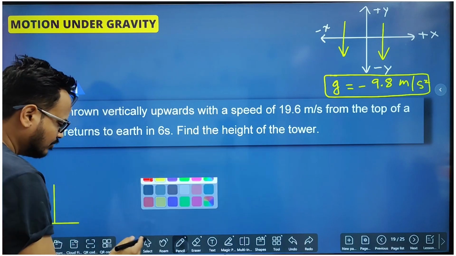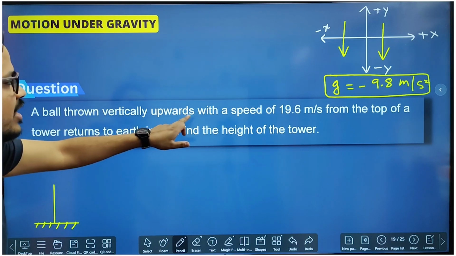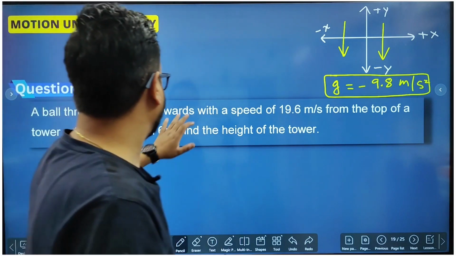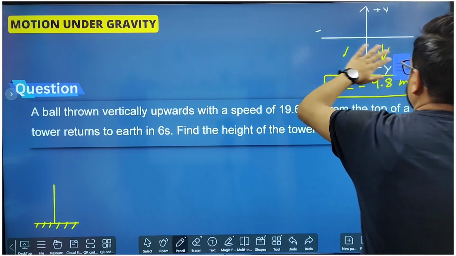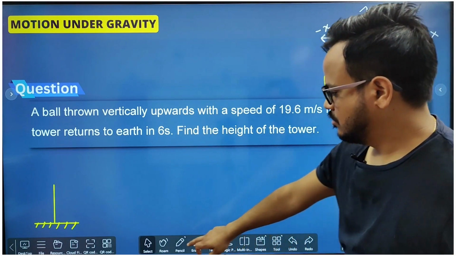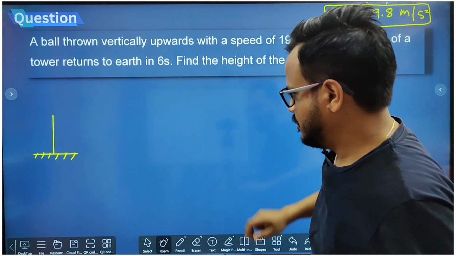It is given that a ball is thrown vertically upwards with a speed of 19 meter per second. Okay, let's shift it. We do not need this thing now, so let's make some space, like this, right?